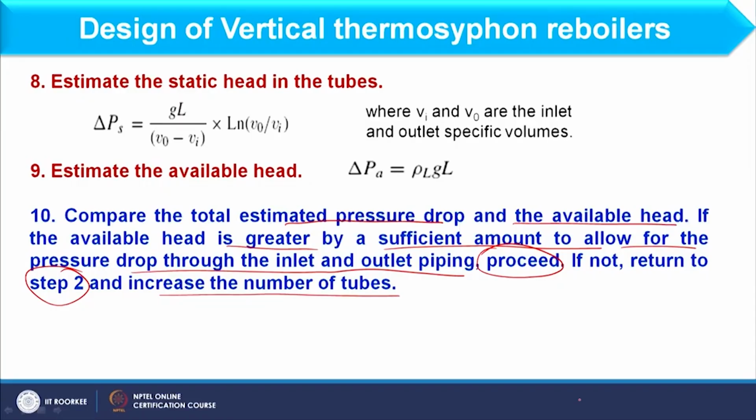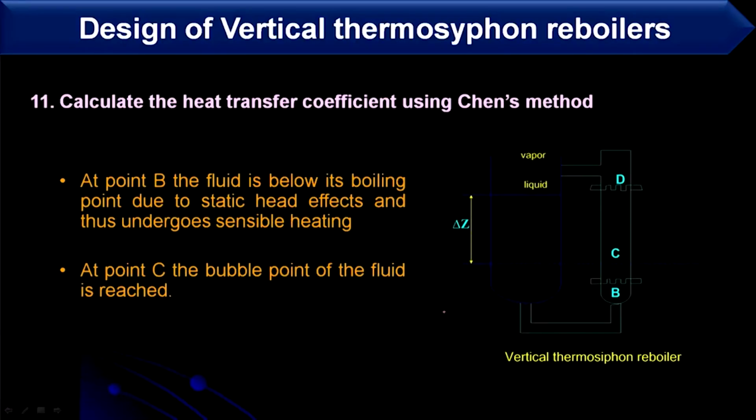However, if you want to change the available head, you cannot do anything because the density of the fluid is constant, g is constant and length is also constant. Whatever you can change is only the frictional head, and that can be affected by the number of tubes. So, in this way, first of all you have to maintain the recirculation ratio, and then we should proceed for the calculation of heat transfer coefficient.